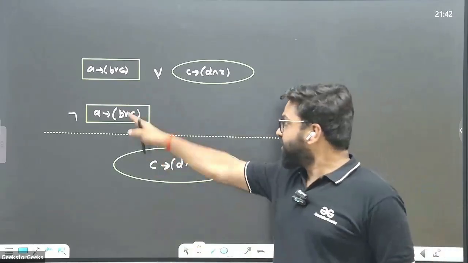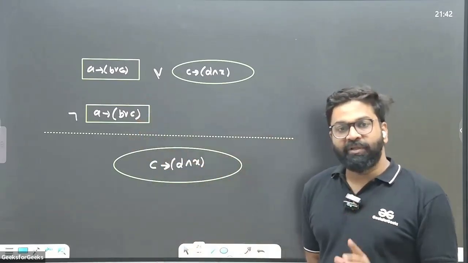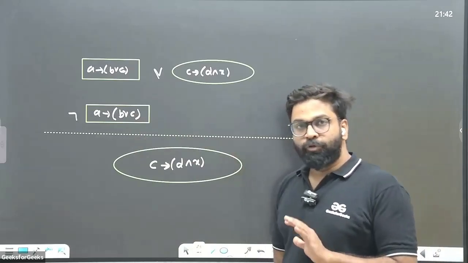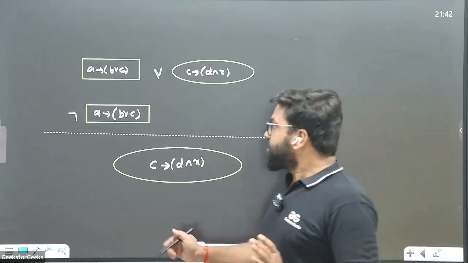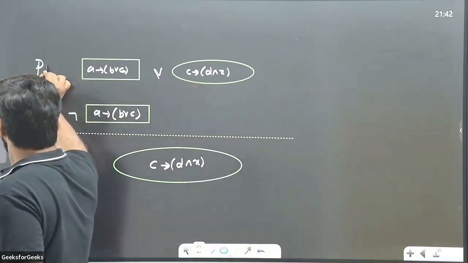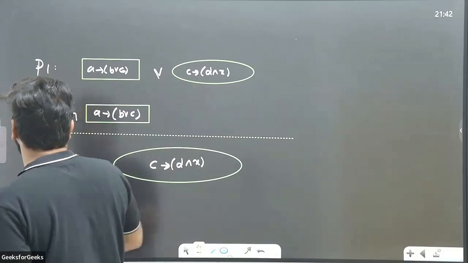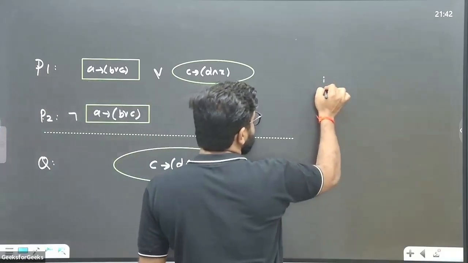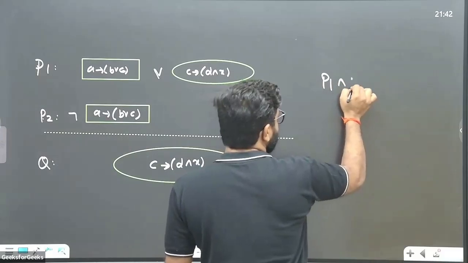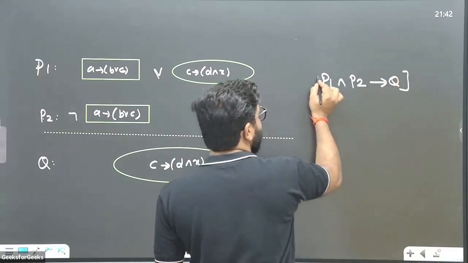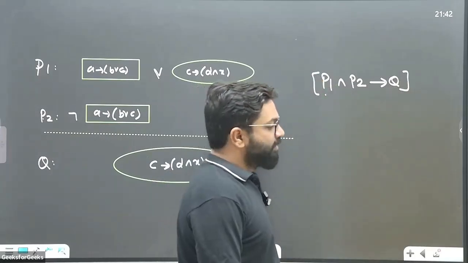So one is positive, one is negative. Let me warn you, do not think about whether this is positive or negative. This is your first premise and this is your second premise, and these two premises lead to one conclusion, something like that.